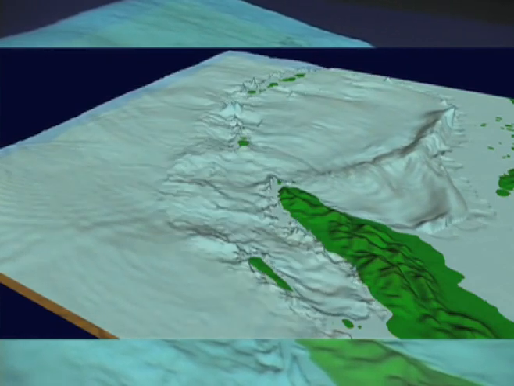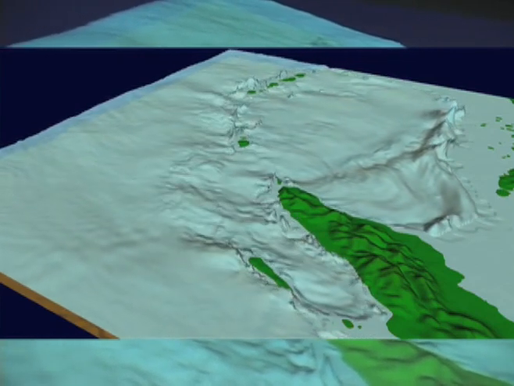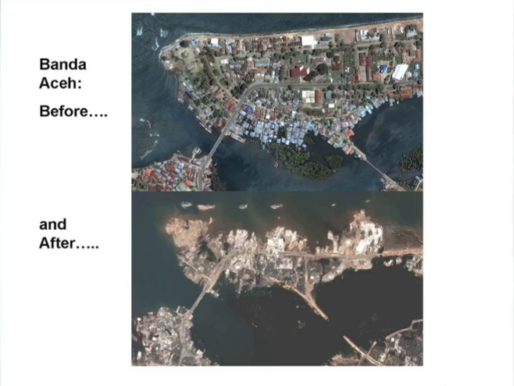And you see the waves are going out and spreading over Banda Aceh and to the east, and we'll see other examples. Now, of course, that was devastating. This is a peninsula off of Banda Aceh before and after the earthquake.